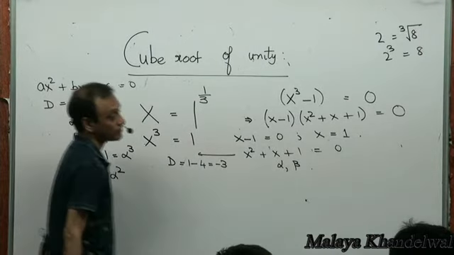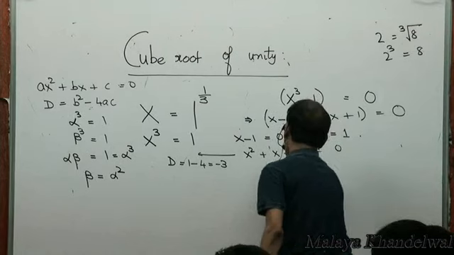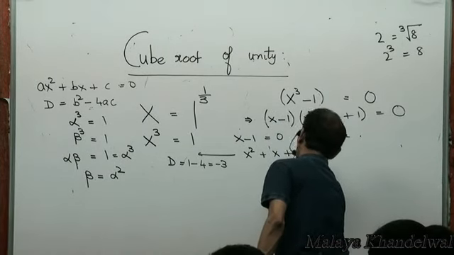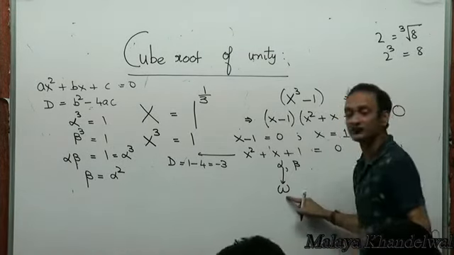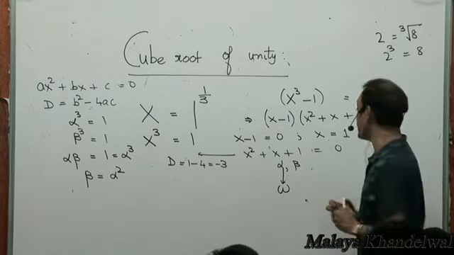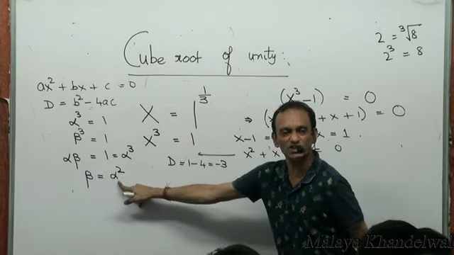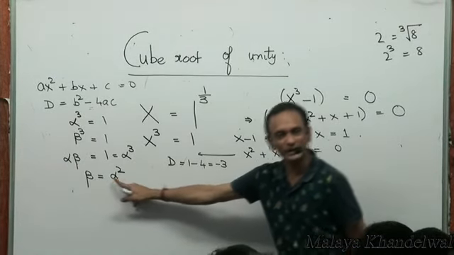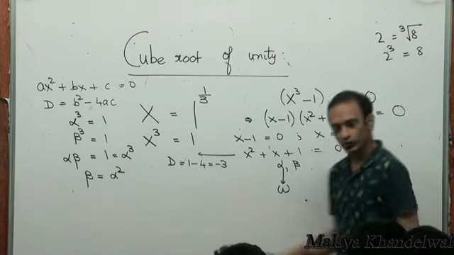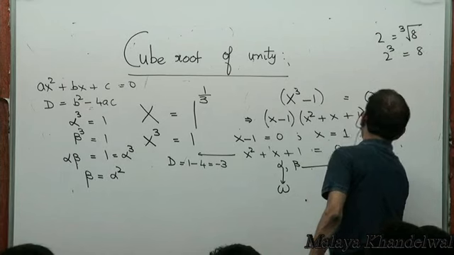That means if one of the cube roots of unity, say alpha, is referred to as omega, which is a conventional symbol for cube roots of unity, would you want to believe that beta is omega squared? Yes or no? So beta would then be omega squared.